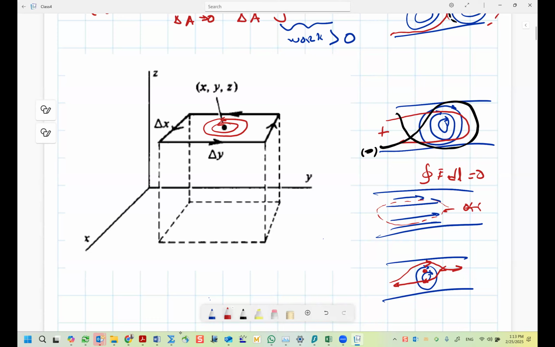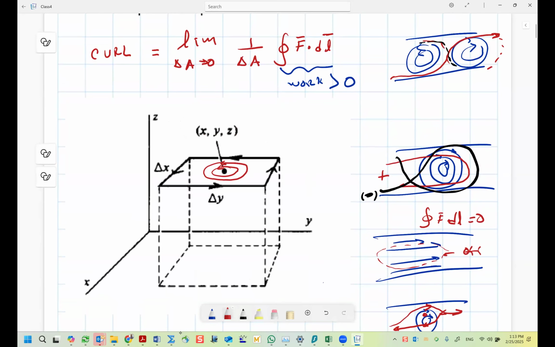That if you have a closed path and inside that closed path, the work integral is zero, you don't have whirlpools. And if it is different from zero, you have a whirlpool. So that is, or an eddy, you can call it instead of a whirlpool, an eddy. Yeah. And I don't know how you would call it in different ways.